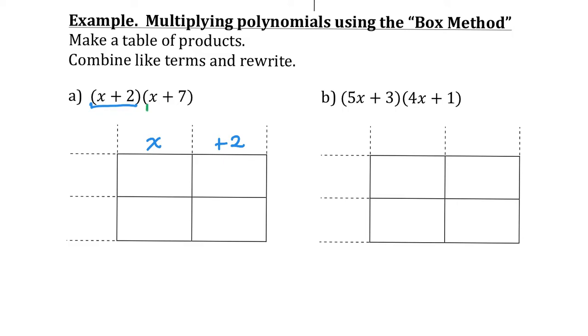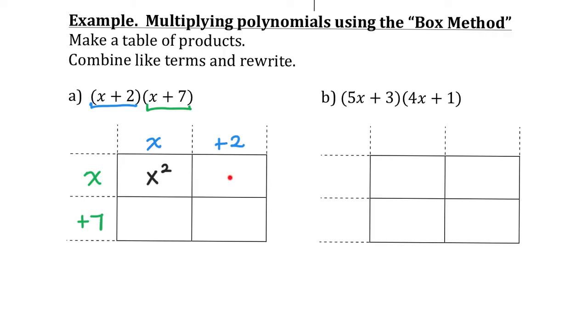I'm multiplying x plus 2 times x plus 7. So I'm going to put that along here. I'm going to put the x in the first box and the positive 7 in the next box. Okay, now I'm going to multiply this times this to get the answer to go here. If I do x times x, I get x to the second. And I know it looks weird, you'll get used to it.